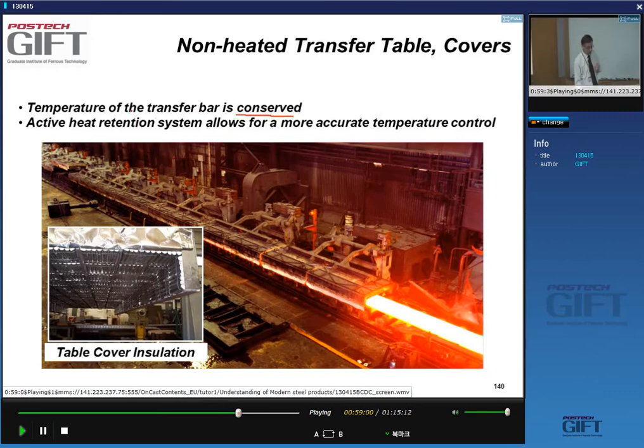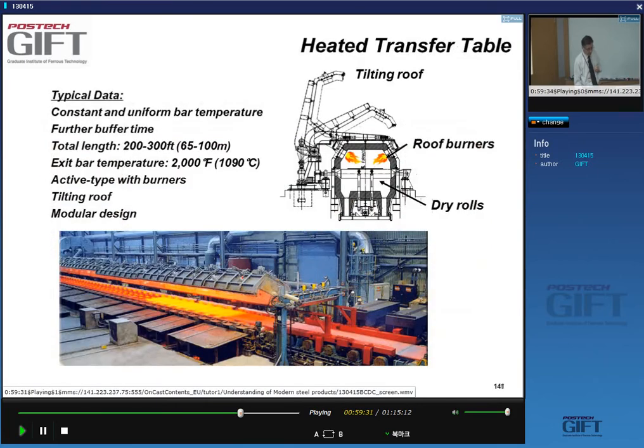conserving the temperature of the transfer bar after the rough rolling, yes, and by having a cover. And so here you see the bar, yes, going from left to right. And here it's covered by this insulating material, yes? So you keep the heat close to the bar.